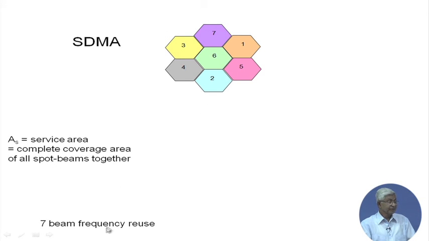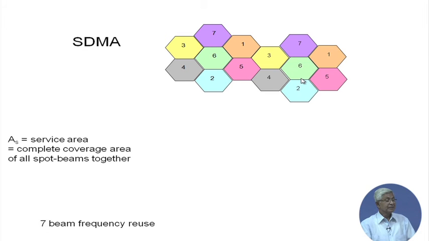And this is a 7 frequency reuse, 7 beam, each beam has one particular frequency, let us assume for simplicity, and surface area is much larger, and this cluster of 7 beams can be repeated like this, so that one of the beam which is using, say the central beam here, which is using frequency 6, f6, the second use of the f6 is quite far away.